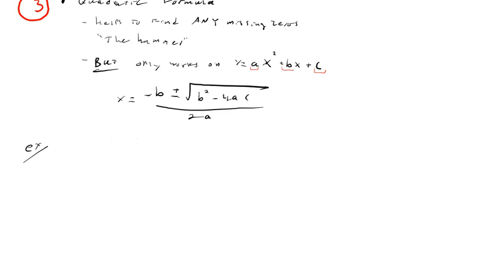Okay. So, for example, find the zeros of y equals x to the third power minus 8x squared plus 22x minus 20. Find the zeros.